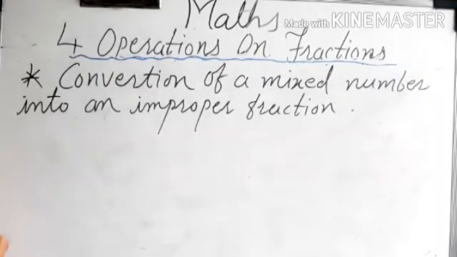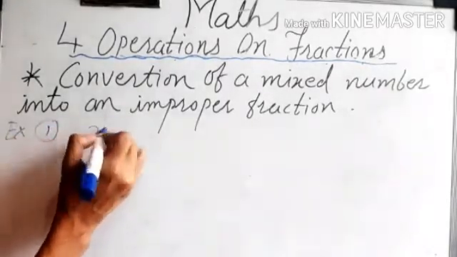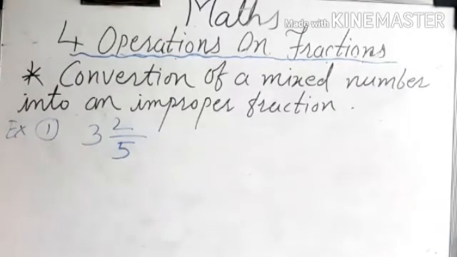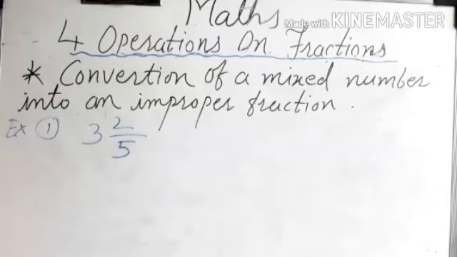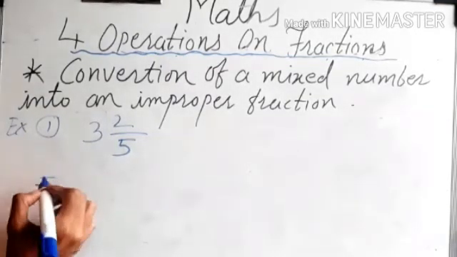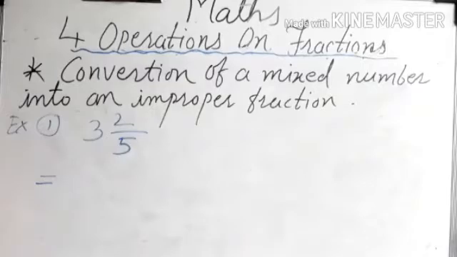So for that, let us see the first example, that is 3 and 2 upon 5. It is a mixed number. You have to convert this into an improper fraction. So here, students, in the textbook one method is given to you. I am not going to follow that, but I will tell you how to remember it. So you have to follow this method, or in the workbook also it is given.